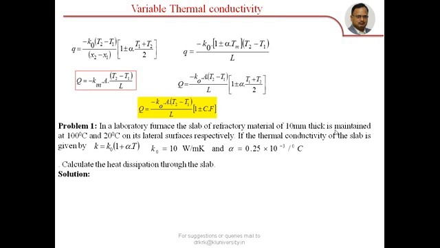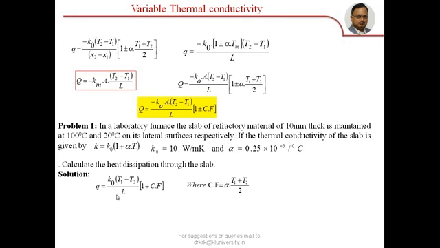A refractory material of 10 mm thick is maintained at 120 degrees on its lateral surfaces. Thermal conductivity of the slab is given by K equal to K naught into (1 plus alpha T). Because it is a refractory, insulating material, thermal conductivity increases with increase in temperature, so a plus sign is given. K naught is 10 watt per meter Kelvin, alpha is 25. Calculate the heat dissipation through the slab.